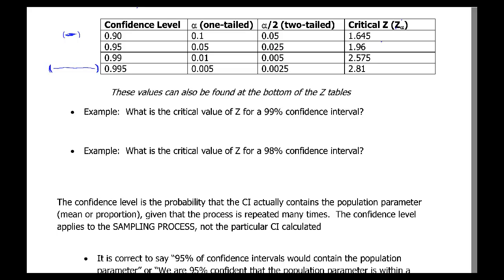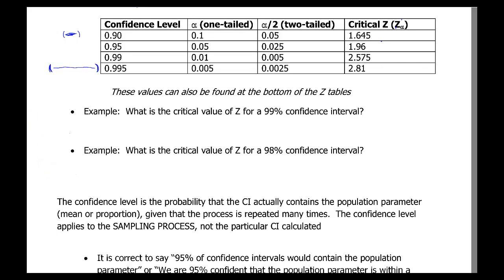Let's not lose that. Okay. So the first one, the critical value of z for a 99% confidence interval. For a 99% confidence interval, we're going to go up to this confidence level, and 99% is the same as 0.99. So we are right here in our table, and we just follow that all the way across, and our critical value of z is 2.575.